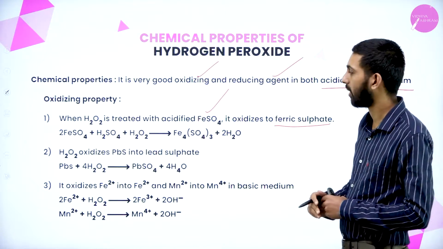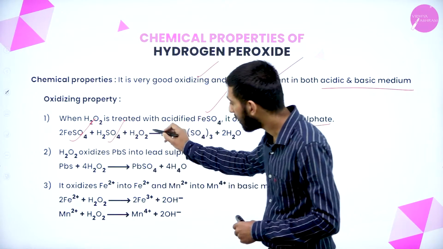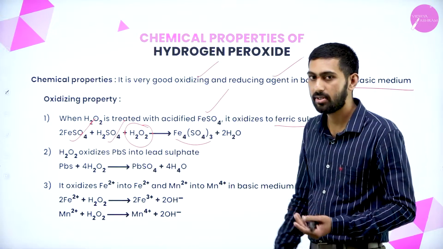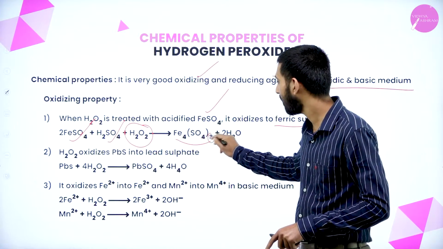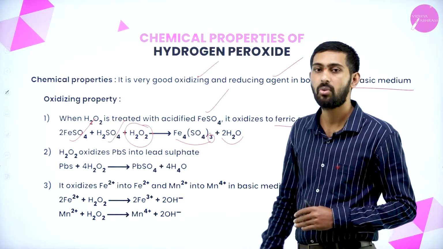We will get ferric sulfate. So, ferrous sulfate is treated with sulfuric acid in the presence of hydrogen peroxide, and we will get ferric sulfate. Why have I said ferric? Because the 3 plus is there. So, ferric sulfate and 2 molecules of water.